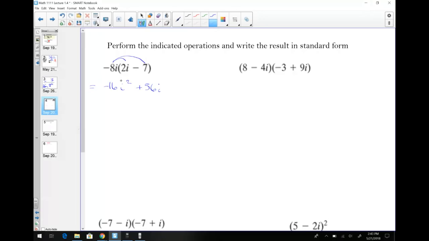Now this is really important, you guys. Notice this i squared here. Do you remember what that was? If you guessed negative 1, you are correct. So you've got negative 16 times negative 1 plus 56i. Of course, negative 16 times negative 1 gives you a positive 16 plus the 56i. So in this scenario, our a is equal to 16, and our b is equal to 56.